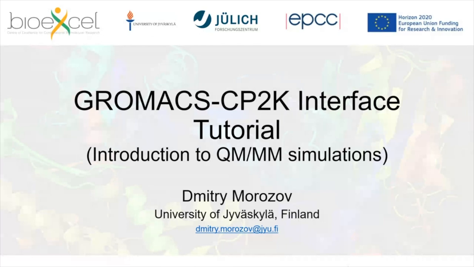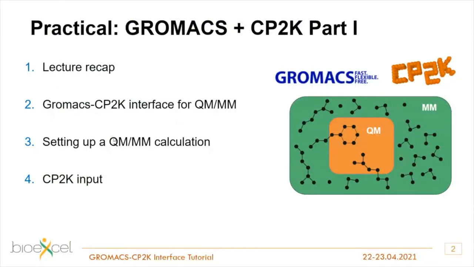So yeah, let's start the practical part. First I will do a quick lecture recap, just for the most important parts from it. Then I will describe how the GROMACS-CP2K interface works. Then we will do a setup, then we'll do an exercise on setting up this pure, for now, pure QM calculation using that interface. And I will explain what in the CP2K input is important to know. And yeah, next you can do exercises again. And we finish with some more advanced usage, how to use the GROMACS pulling code, for example, to do umbrella sampling for a QM system.